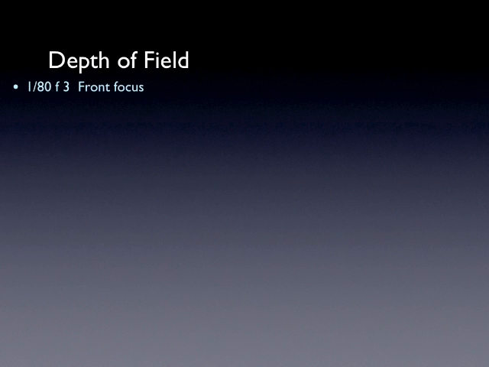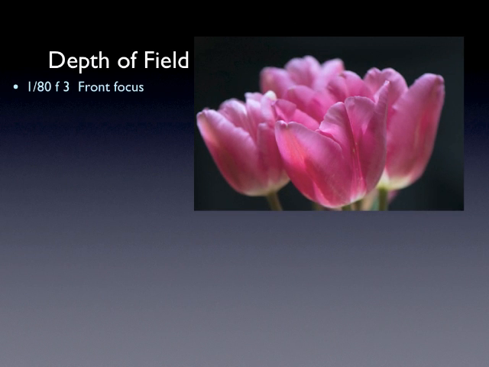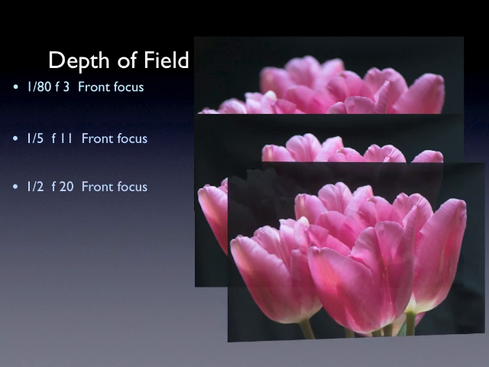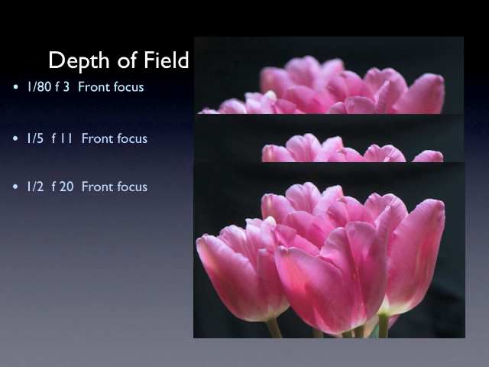Now here's the close-up shots. So this is 1/80th of a second at f3. You notice that the front of the tulips are in focus, but the one right behind it immediately is out of focus. Change it to f11 and take a look. Now we've got the first 2 flowers in focus. And go down to f22, and it's almost in focus all the way to the back.